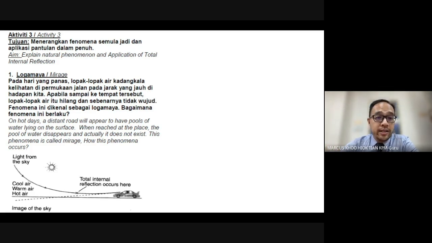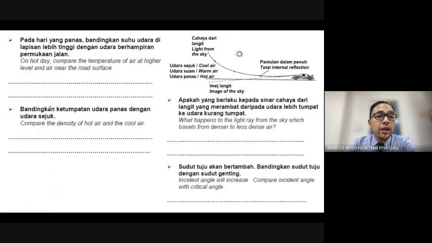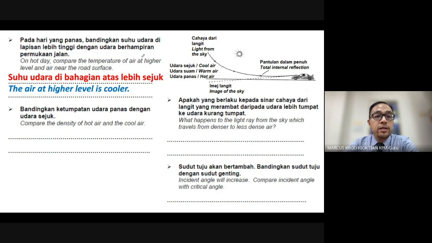The question is, how does this phenomenon occur? Let's take it step by step. There are eight points, I think. On a hot day, compare the temperature of the air at the higher level and near the road surface. Obviously the air at the higher level is cooler. There's also hot air at the land. You remember that the specific heat capacity of land is lower, so hot air is easily generated at land. So the air at the higher level is cooler.